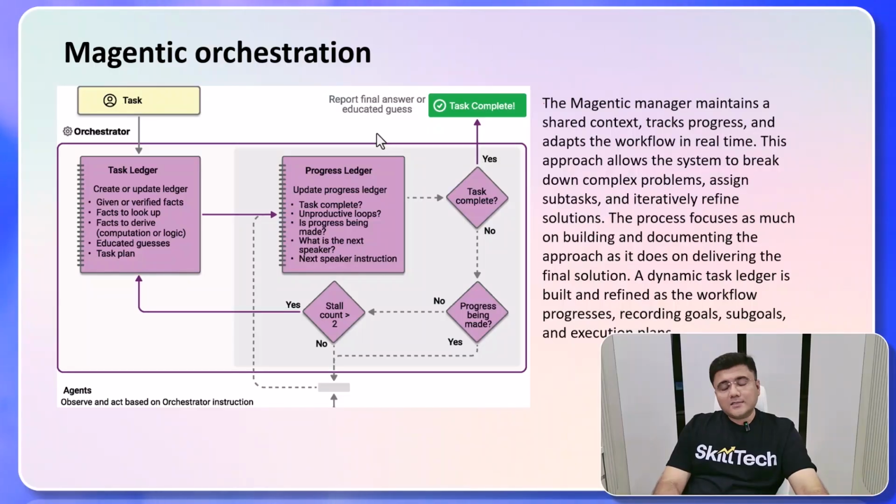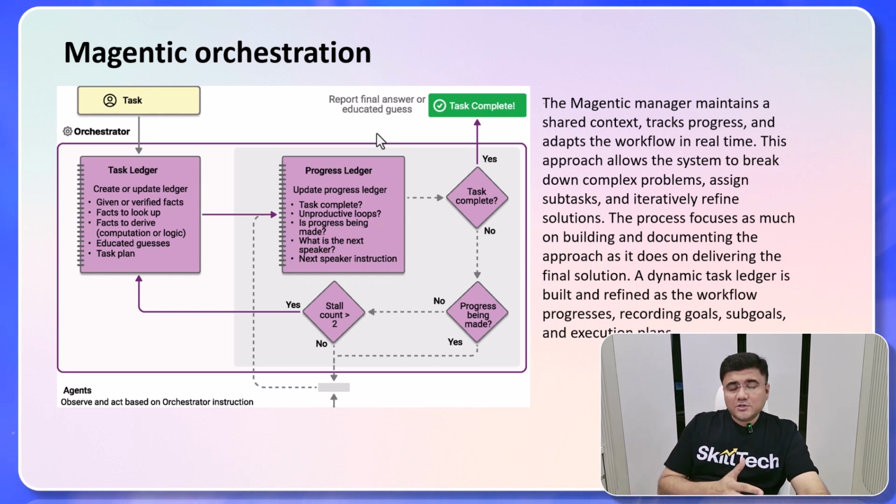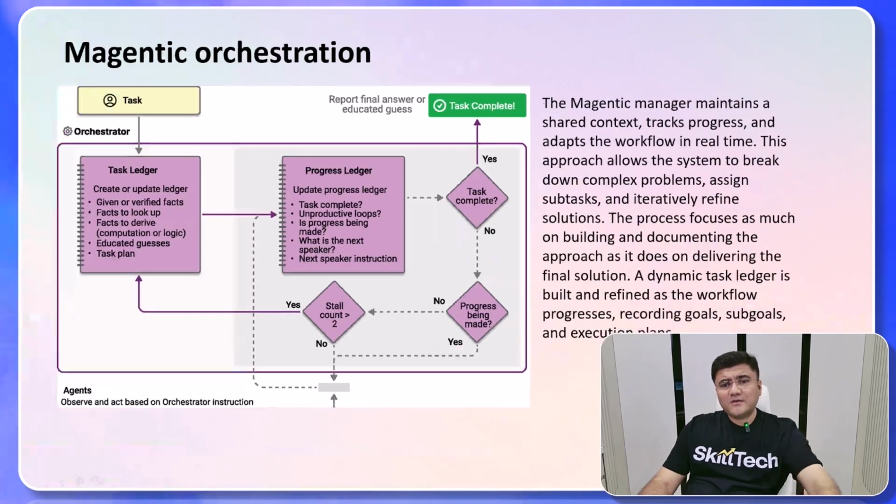Next, last and the most complex one is magentic orchestration. Magentic orchestration, in a technical way, is an extension of group chat orchestration only. But in this case, they have some additional features or implementations. Instead of a group chat manager, they have something called a magentic manager, which maintains a shared context.